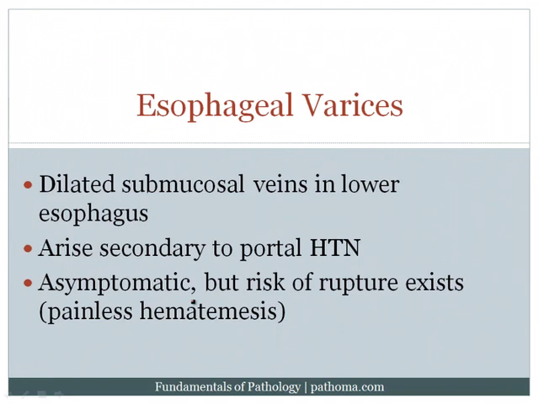Now, if there's portal hypertension, then we're going to have a backup of blood into the left gastric vein, which will also result in a backup of blood into these veins in the esophagus that were draining via this pathway. That would result in a dilation of those veins, and so that's again called esophageal varices. Dilated submucosal veins in the lower esophagus, of course related to portal hypertension. Now these are asymptomatic, so it's not too problematic.